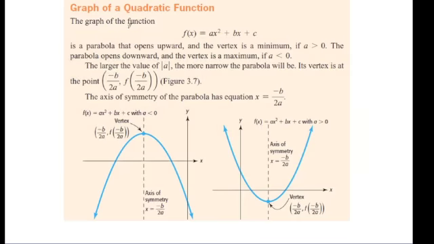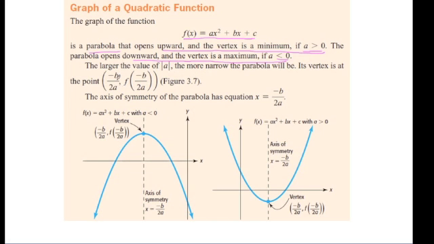Now looking at the graph of a quadratic function in the form f of x equals ax squared plus bx plus c, it is a parabola that opens upward, and the vertex is a minimum if a is greater than 0. It opens down, and the vertex is a maximum if a is less than 0. The larger the absolute value of a, the narrower the parabola will be. So the bigger the a out here in front, the narrower the parabola will be.